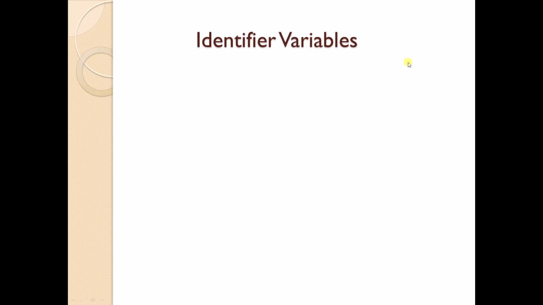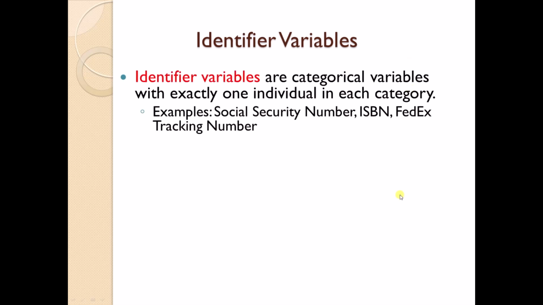The last type of variable will be identifier. These are categorical variables with exactly one individual in each category. So social security number, your social security number and mine, if mine has a bigger value to it, that doesn't matter, because we don't use social security numbers as any more than a tag or a way to distinguish you from me. ISBN numbers for books, they just distinguish one book from another. FedEx tracking numbers, driver's license numbers.